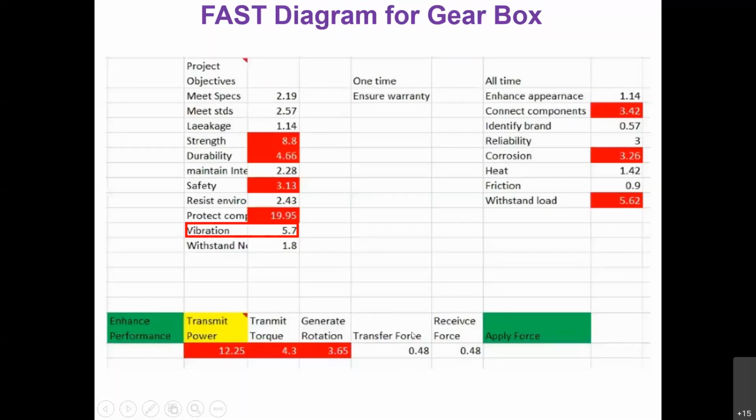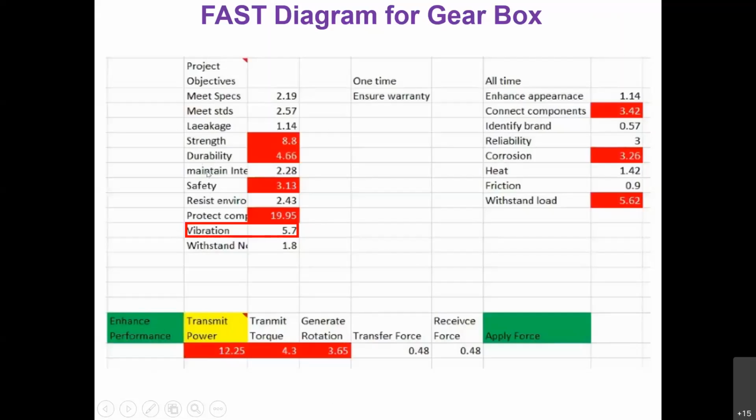Why receive force? To transfer force. Why transfer force? To generate rotation. Why rotate? It should transmit to increase my performance. So here you follow how logic and why logic. And this is a lower order function, and this is a higher order function.